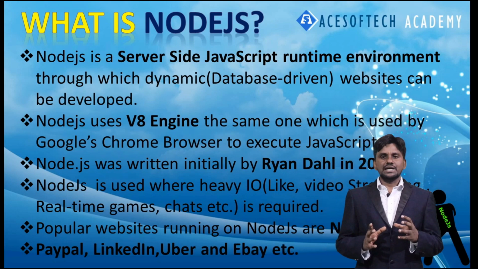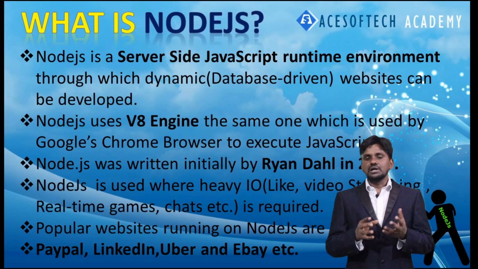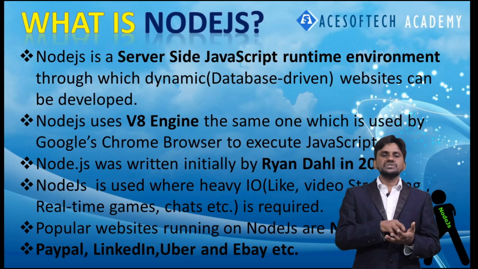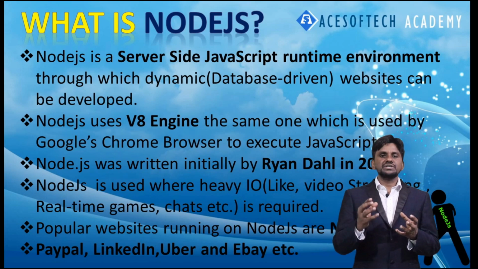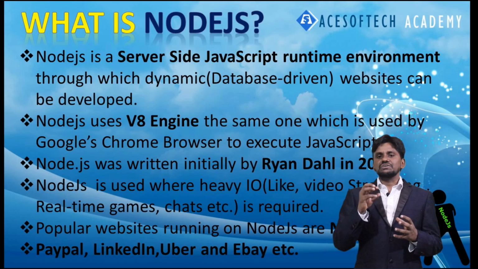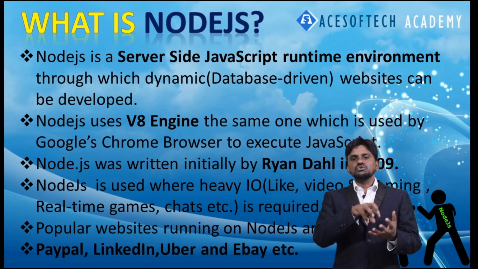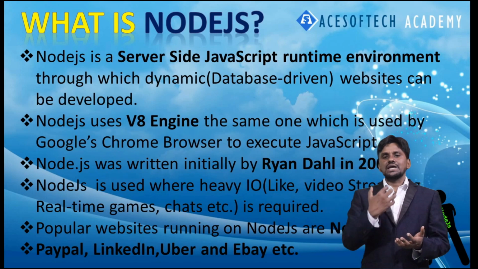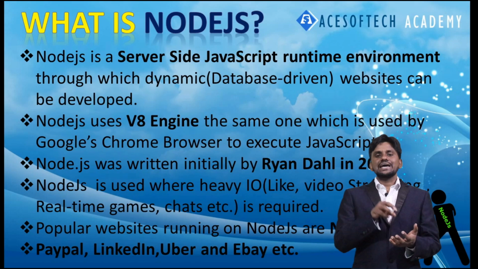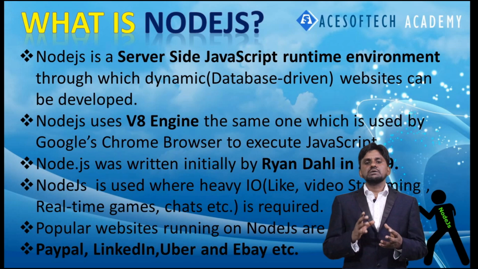Second important point is that Nodejs uses the V8 engine. Remember, this V8 engine is the same engine which is already present in Google Chrome, and I think most of us have already used Google Chrome. So inside Google Chrome there is a software called the V8 engine, and the same software has been taken from there and put into Nodejs. Nodejs was written initially by Ryan Dahl in 2009.